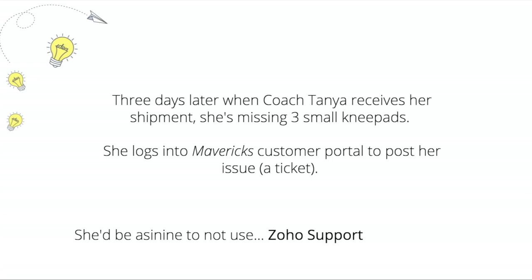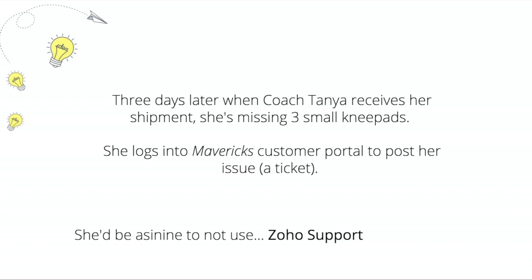Now, Coach Tanya gets her shipment, and now she's missing something. Something was off. Instead of 3 mediums, she got 3 smalls or whatever, or the other way around. And so she logs into the Mavericks customer portal. Now we're going into the Zoho Support product. And Zoho Support is, of course, a customer support product. So essentially, like all customer support products, it allows you to take issues, book tickets against them, and resolve them, right? That's fundamentally what any customer support product does.